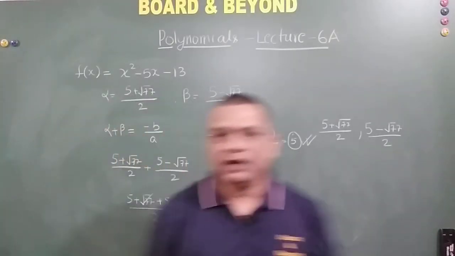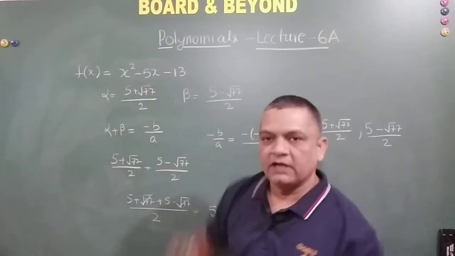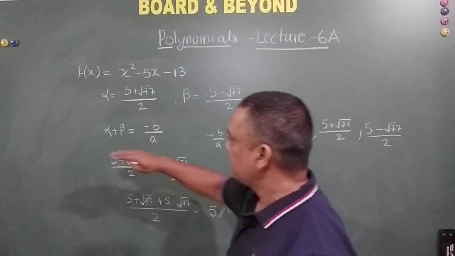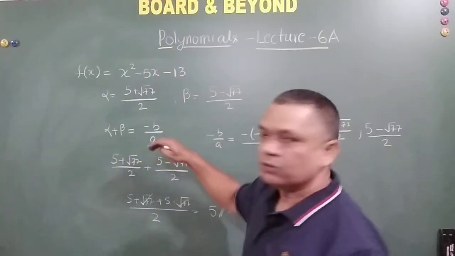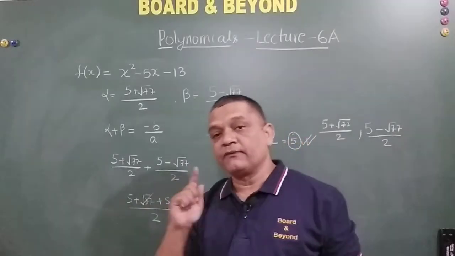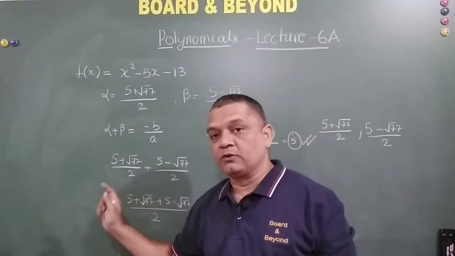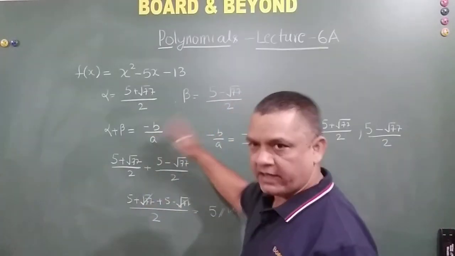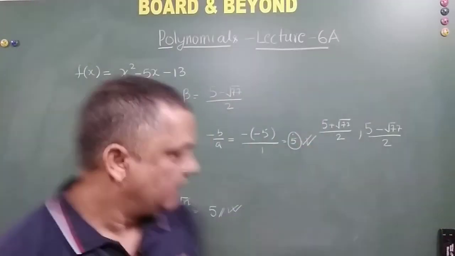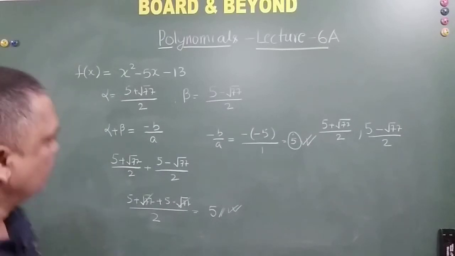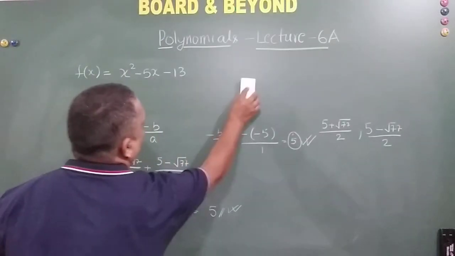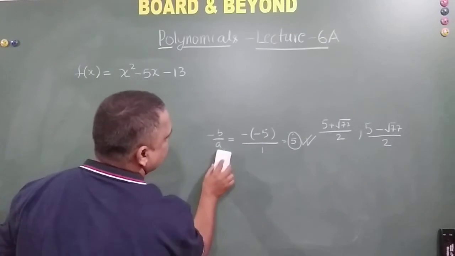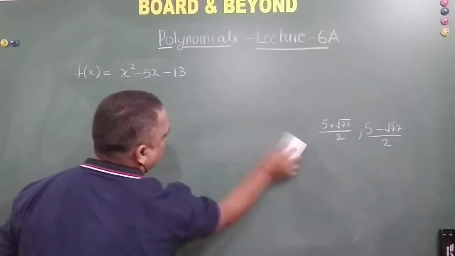So friends, for this quadratic polynomial, we have verified the relation of the sum of the roots, that is alpha plus beta, is equal to minus of the coefficient of x divided by the coefficient of x square. Okay, that is equal to minus b by a. Right, friends? Let us now prove the other relation.